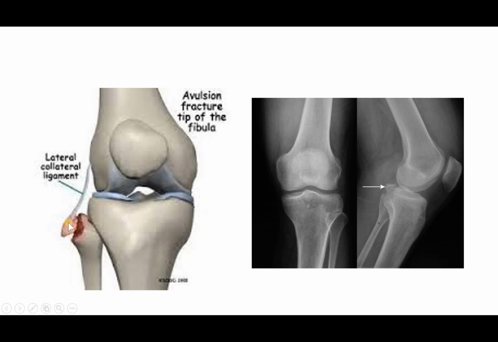Okay, here's the proximal end of the fibula head, and the lateral collateral ligament does go from femur to fibula, and for whatever reason the movement, the contraction and so forth was hard enough to not tear the ligament but avulse the bone. So there's an avulsion fracture.